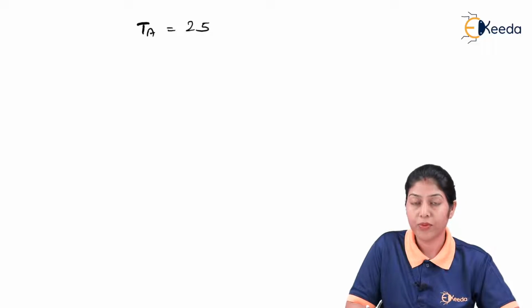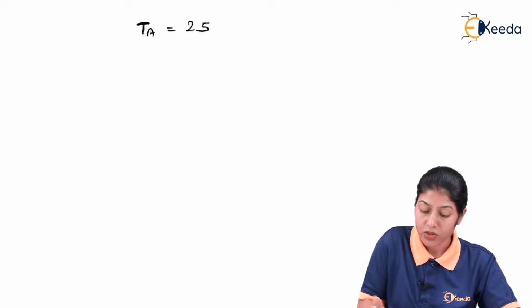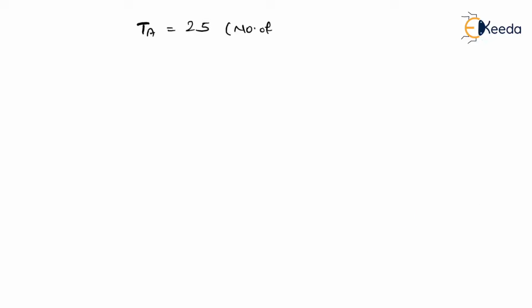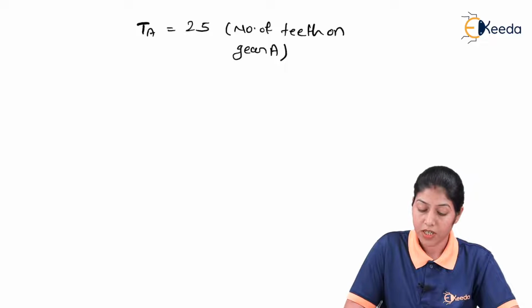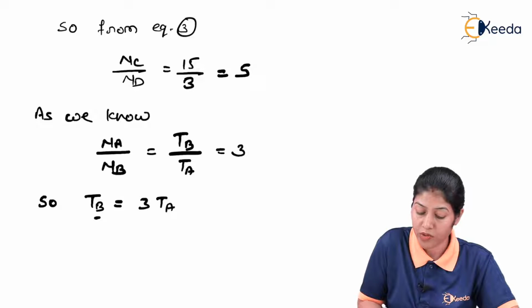So TA we have 25. After solving this term, TA plus 3TA, in place of TB we will put 3TA. So it will be 4TA equals to 100. So the number of teeth on gear A will be 25. So we have the value of TA. Now we can find out the value of TB from this equation. So 3 into TA will be TB.